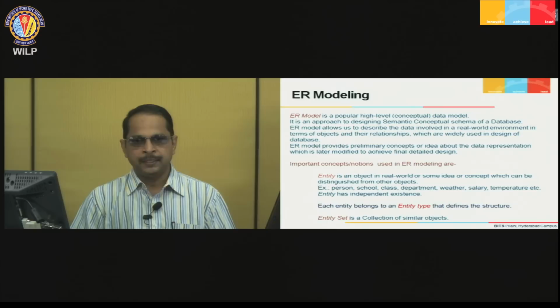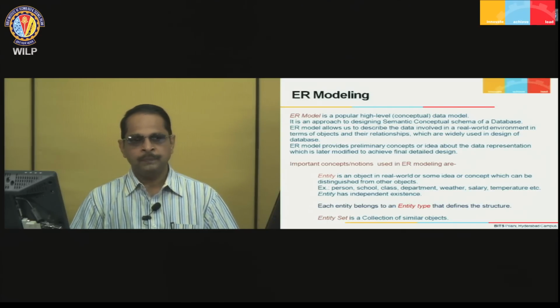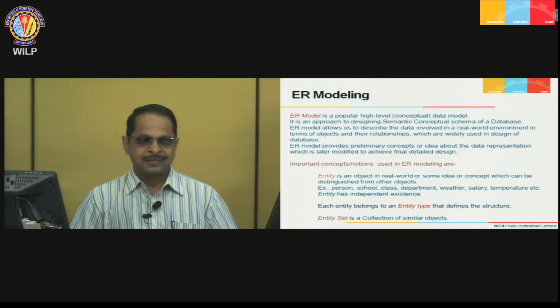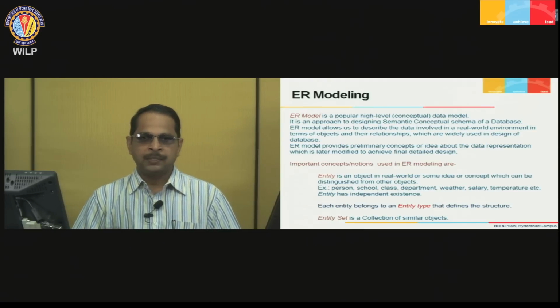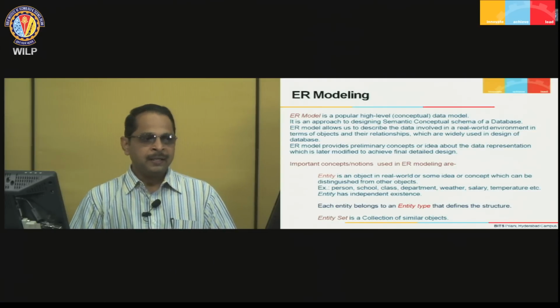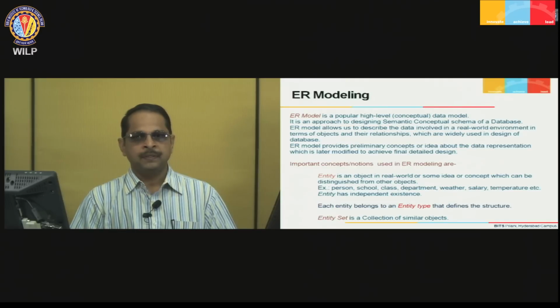This is called an entity. For example, a person, school, class, department. It could be a tangible object or it could be some concept also, like weather, salary, temperature, and so forth. The one important thing to be noted is that an entity has independent existence. Each entity has independent existence.